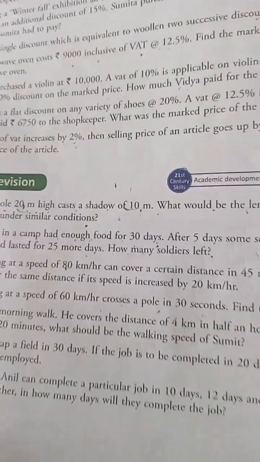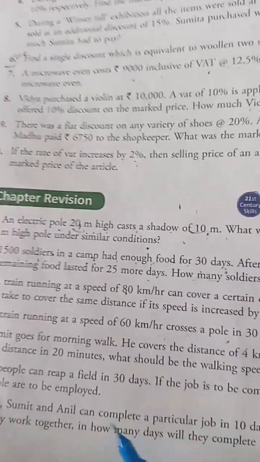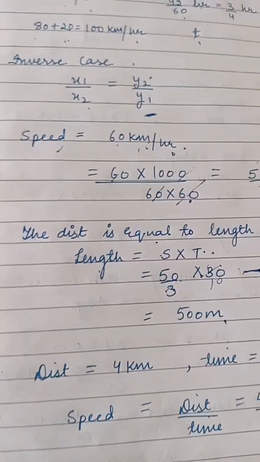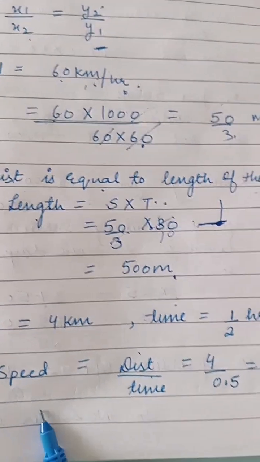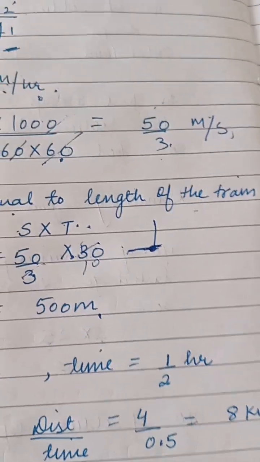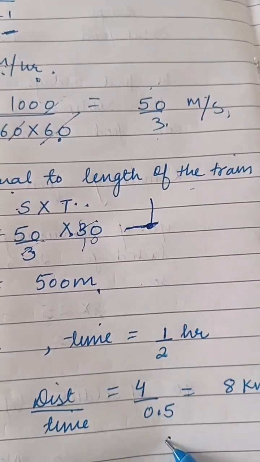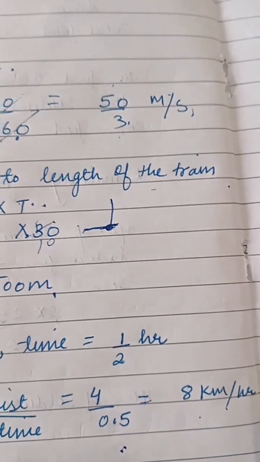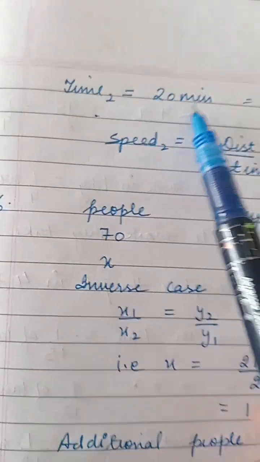So is this the case of inverse or direct? You can check it out. For the solution, come to this. Distance is 4 km, time is half an hour. I have taken the speed, that is distance upon time, because speed is the same, or there may be some change in the speed. Let's check it out. Distance is 4, time is 0.5, half an hour I have changed into 0.5, that is 8 km per hour.